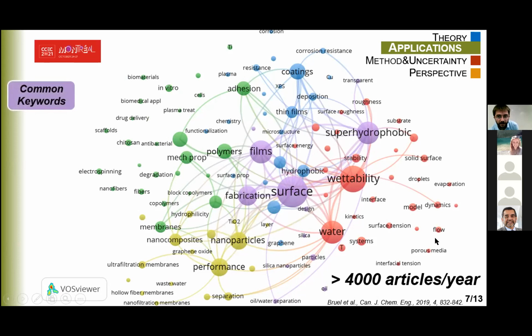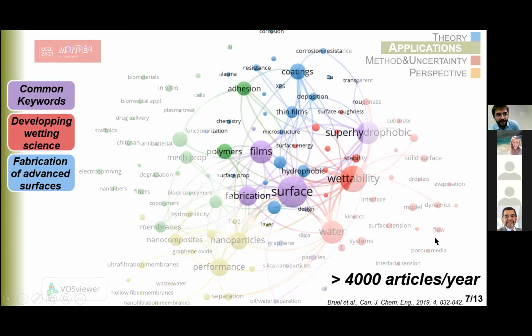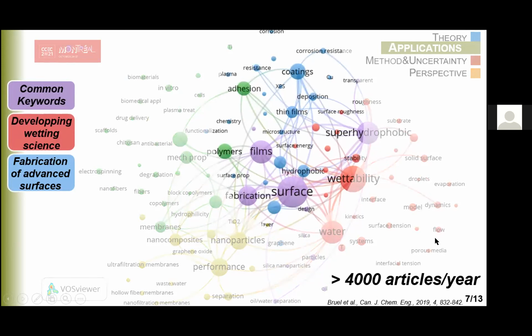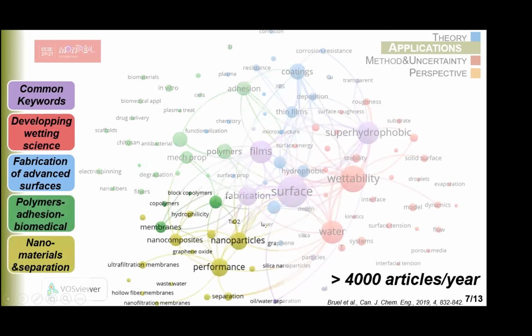Besides generic keywords in purple, we have a field that is just focused on developing wetting science. One field in material engineering is where they try to fabricate advanced surfaces, so thin films, coatings, new deposition methods. You have a field here in polymers, adhesion, and biomedical. The link between biomedical applications and contact angle arises from the fact that you can often predict the antibacterial properties of a film based on its contact angle with water. And finally, there is a whole field linked with nanomaterials, nanoparticles, and their separation.